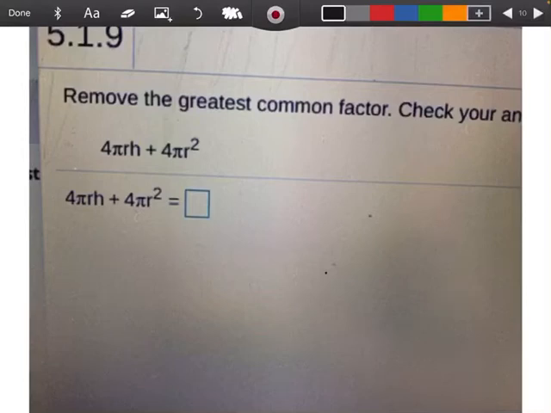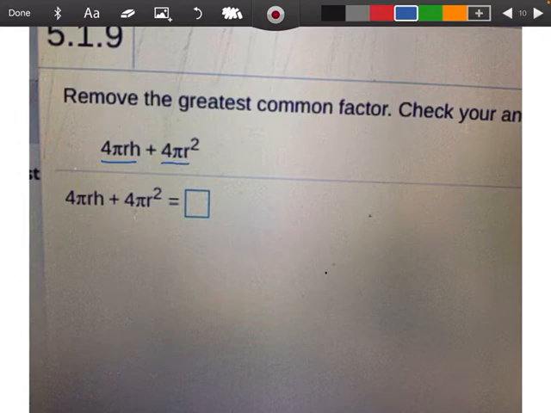All right, so guys, this is a problem here out of 5.1. It says remove the greatest common factor, and it says check our answer by multiplying. So here we have 4 pi r h plus 4 pi r squared.